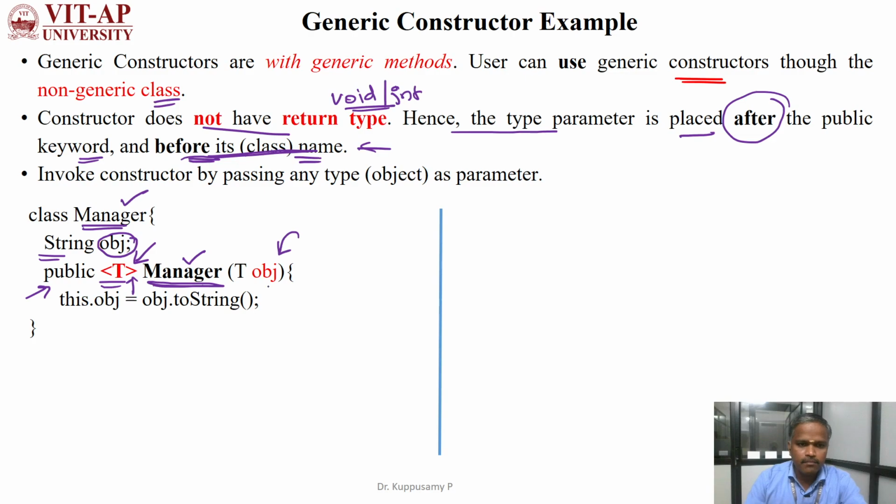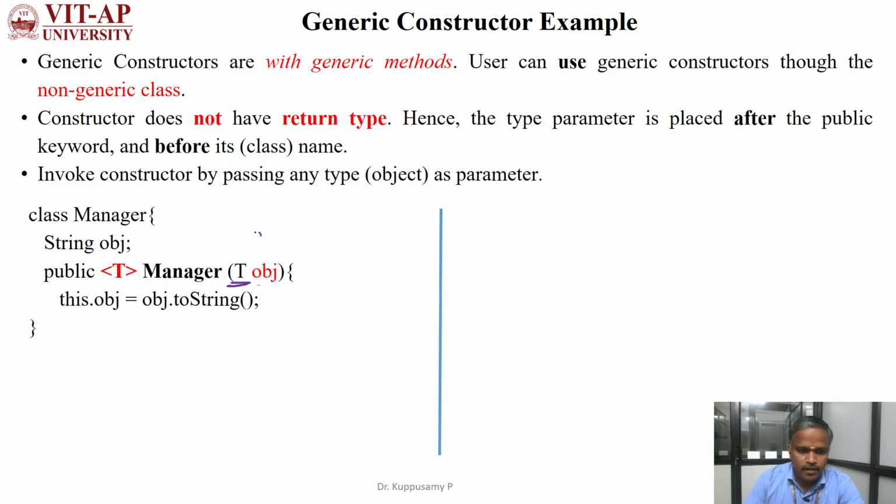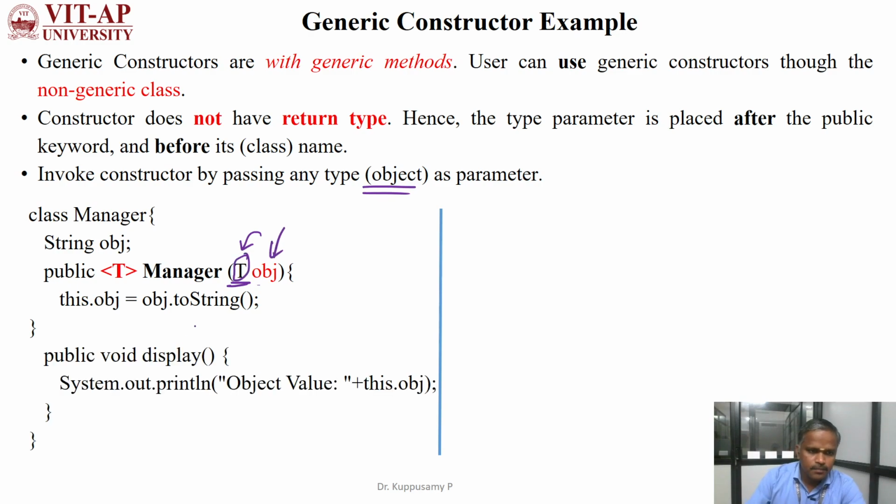Then I am passing a variable as an argument. The type is what we are entering as a type parameter here. Then it takes the value we are passing, converts it into a string value, and stores it in the object parameter. The constructor can be invoked by passing any data type as a parameter. That's what is given here. Since we are using a type variable, it can accept any type of parameter. Based upon that, the constructor is defined in the name of Manager.